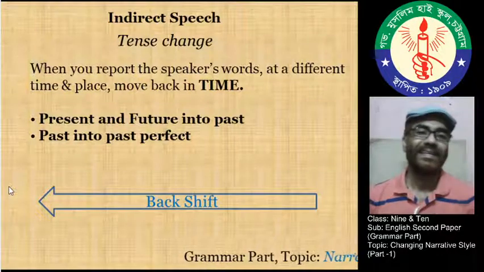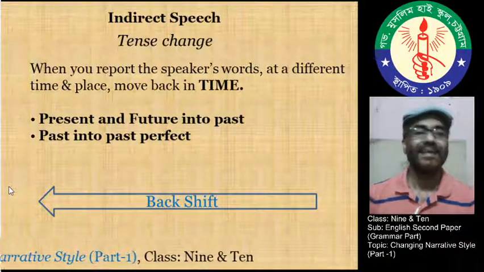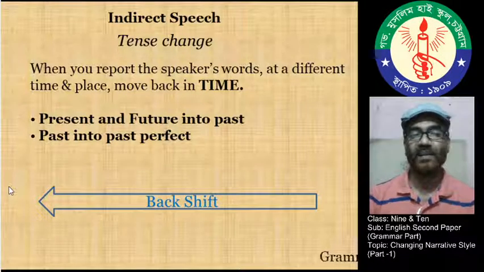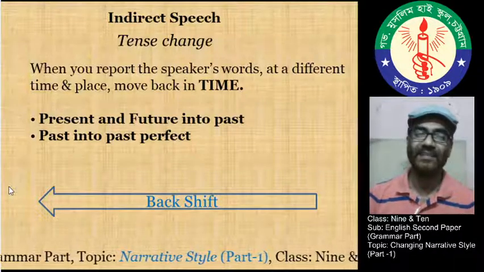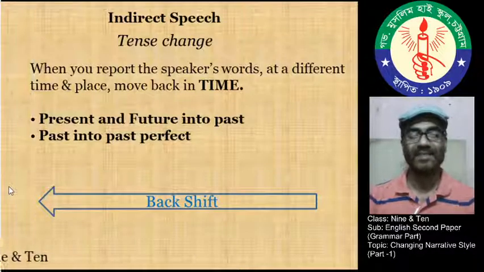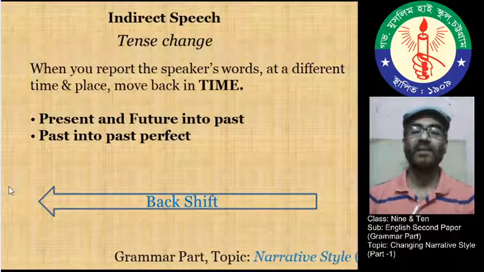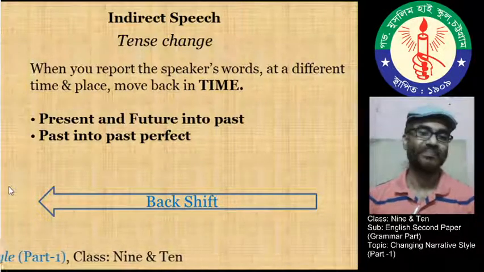Okay, indirect speech, now tense change. When you report the speaker's words at a different time and place, move back in time. You have to move back in time. Present and future into past, past into past perfect. It can be said as backshift. So from now on we'll mark it as backshift.